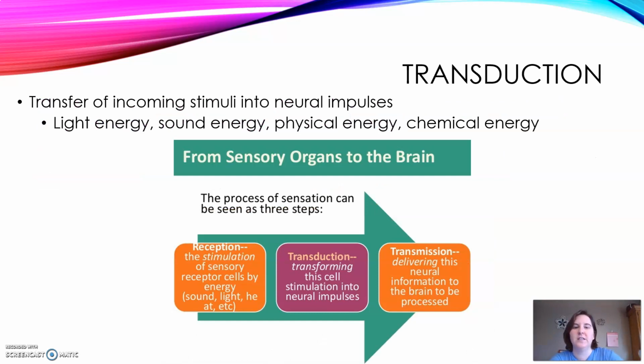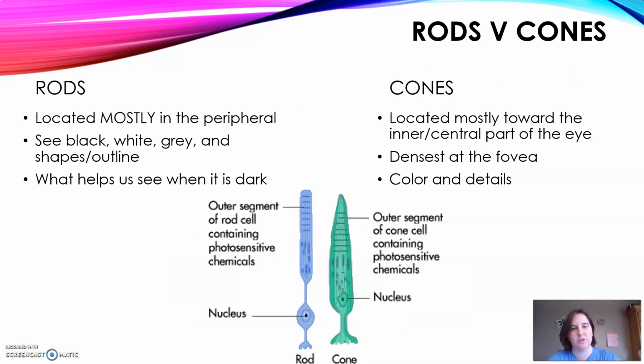So here's your fancy transduction term. I know it's a weird one. It just means transferring an incoming stimulus into a neural impulse. So whether it be light energy, sound energy, physical energy like touch, or chemical energy like through smell and taste, we just have to transfer it, or transduce it, or translate it to brain language.